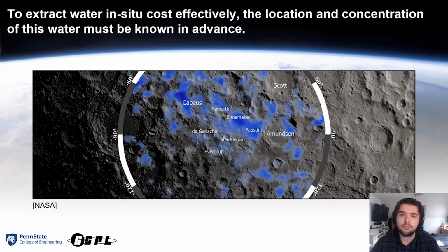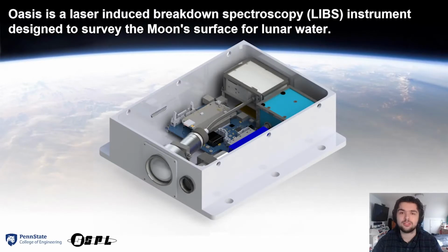Water is scattered throughout PSRs in non-uniform patches, as shown by this mapping of LRO data onto the lunar surface. Thus, data on the specific location and concentrations of water within these regions is needed to mine them cost-effectively. As part of the 2020 NASA Big Data Challenge, SSPL is developing Oasis, a laser-induced breakdown spectroscopy instrument designed to provide detailed, locally procured data on the concentration of water within PSRs, directing the Artemis program towards areas where their water mining efforts will have the highest return on investment.